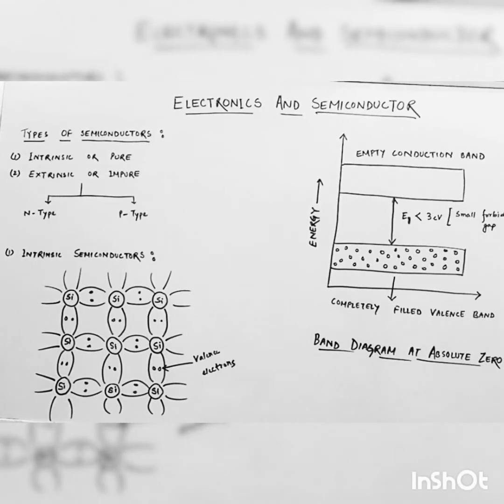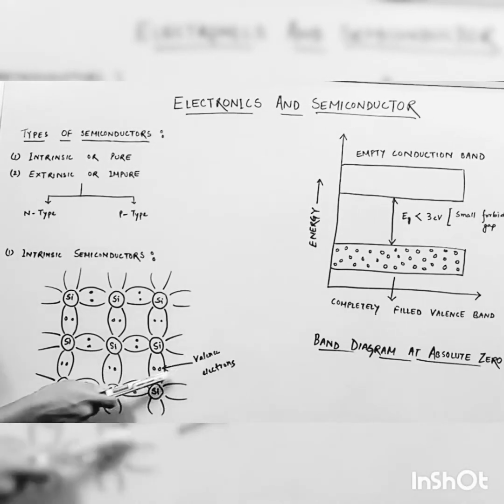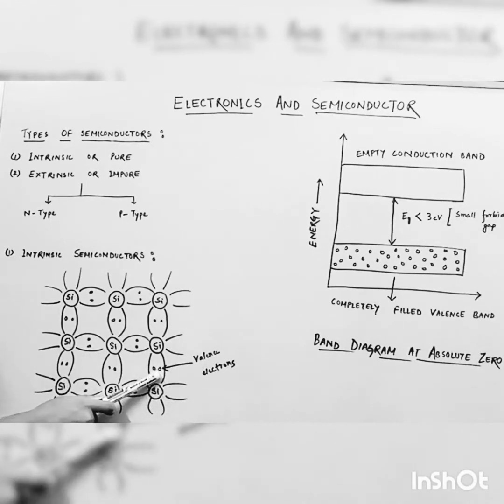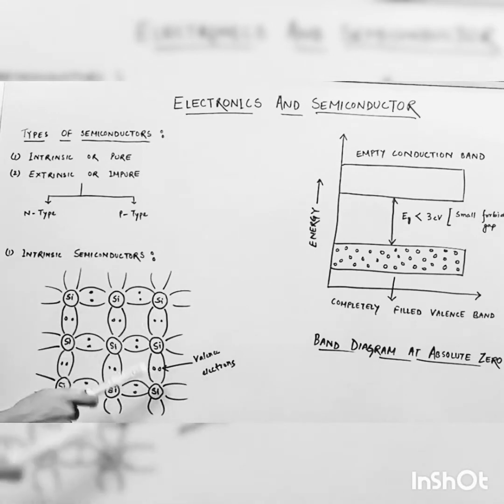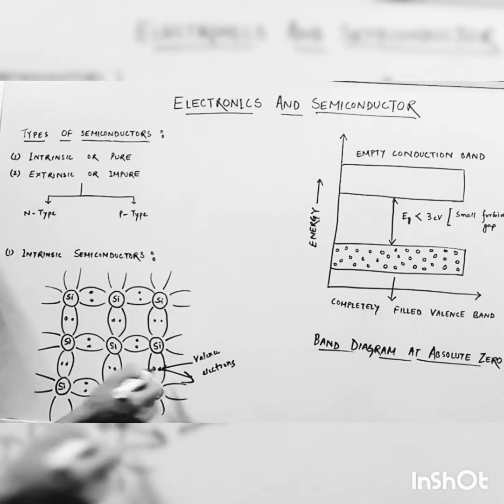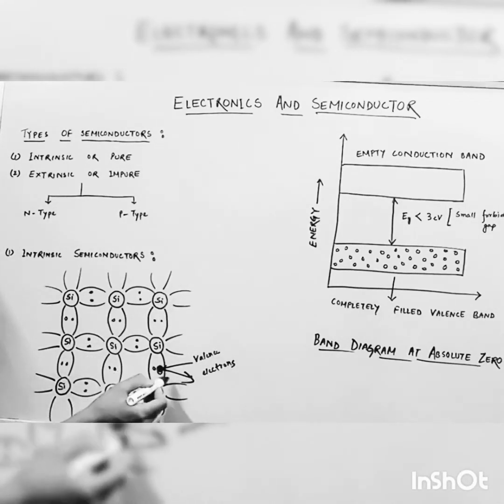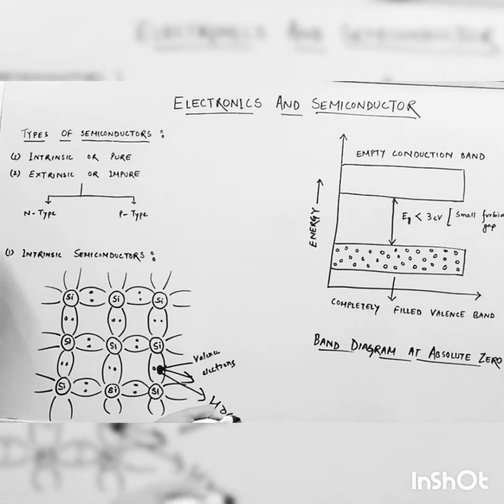But when the semiconductor is kept at room temperature, then some of the valence band electrons will gain sufficient energy so that they can jump into the conduction band, and they will become free electrons. Suppose here you can see this one is a valence electron. At 0 degree Kelvin it is bound inside, but when the temperature increases, these valence electrons will gain energy and they can jump to the conduction band. Where an electron jumps into the conduction band, it will leave behind what is known as a hole.